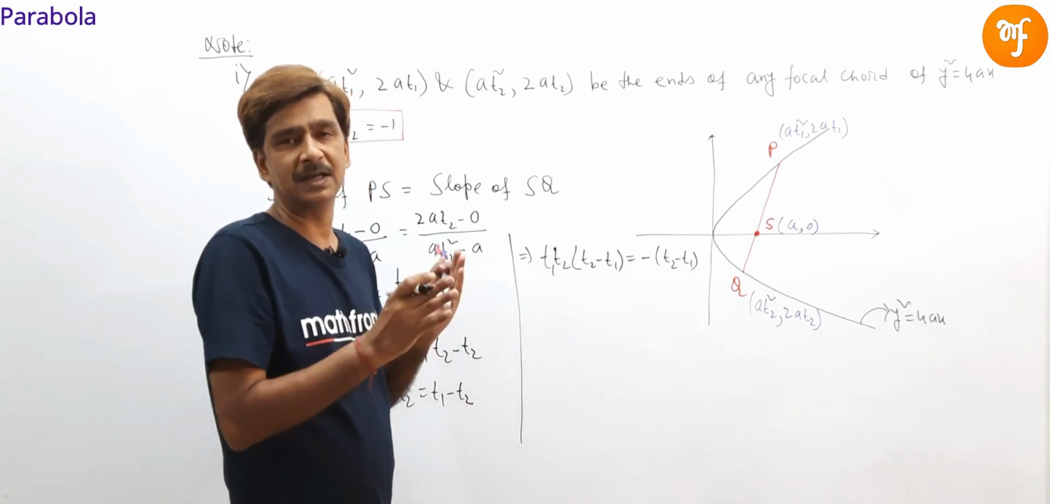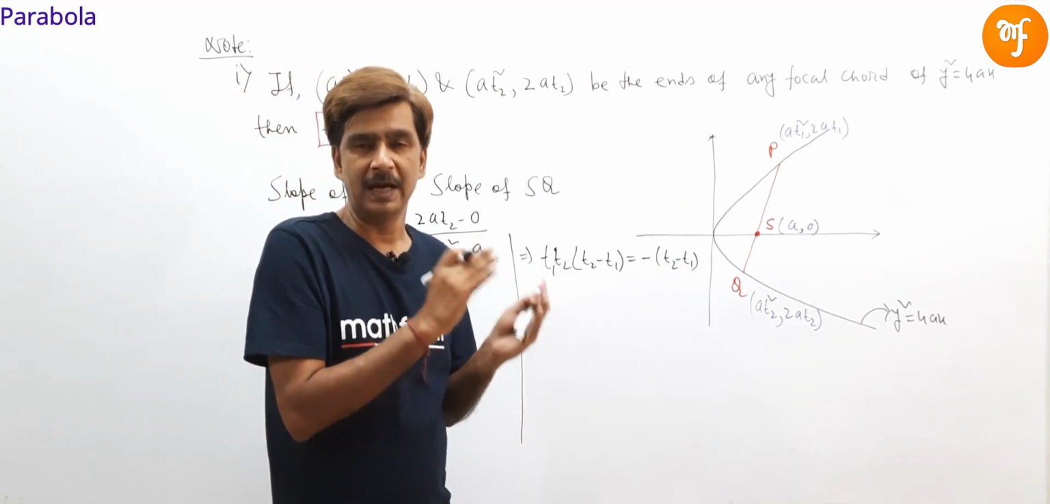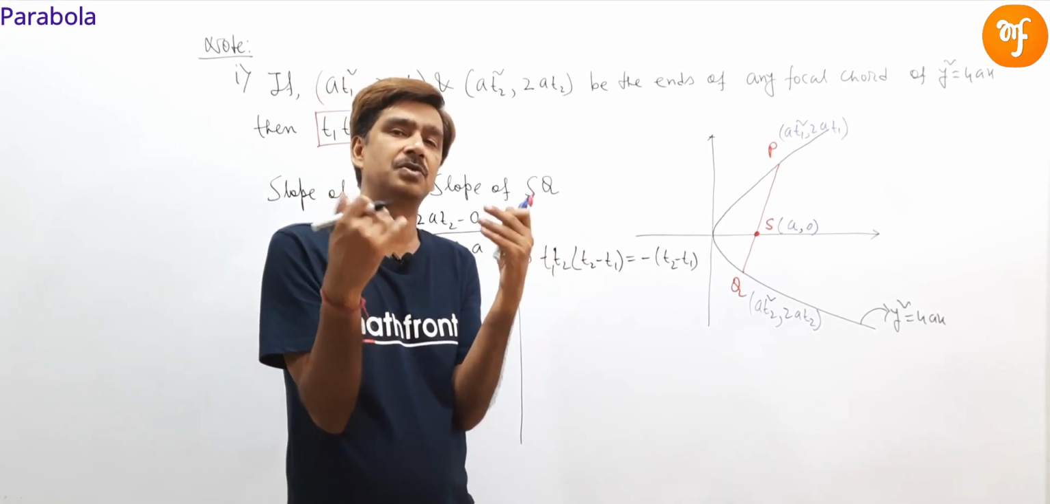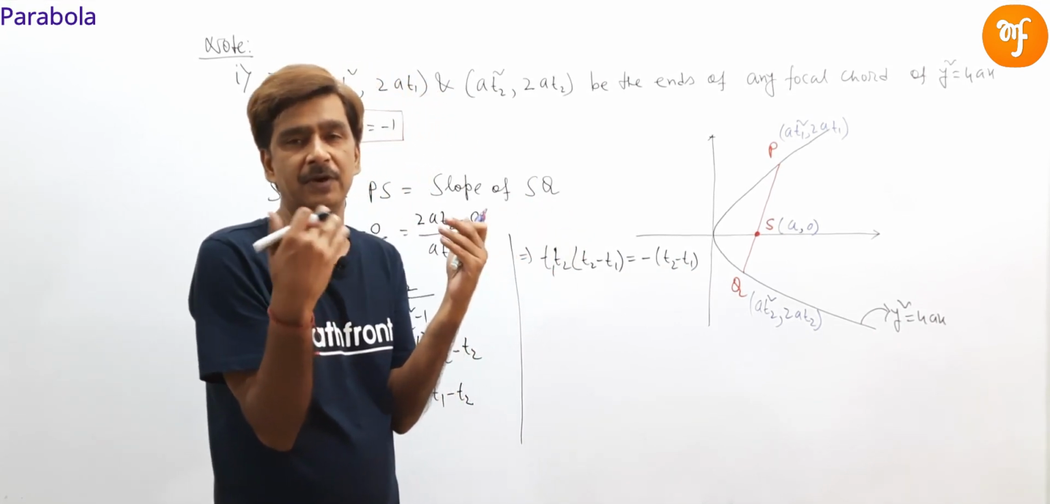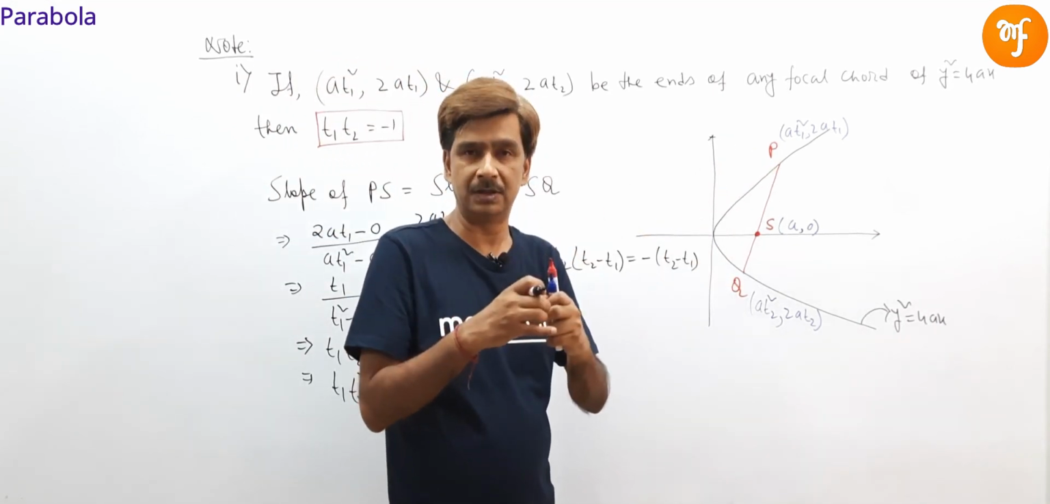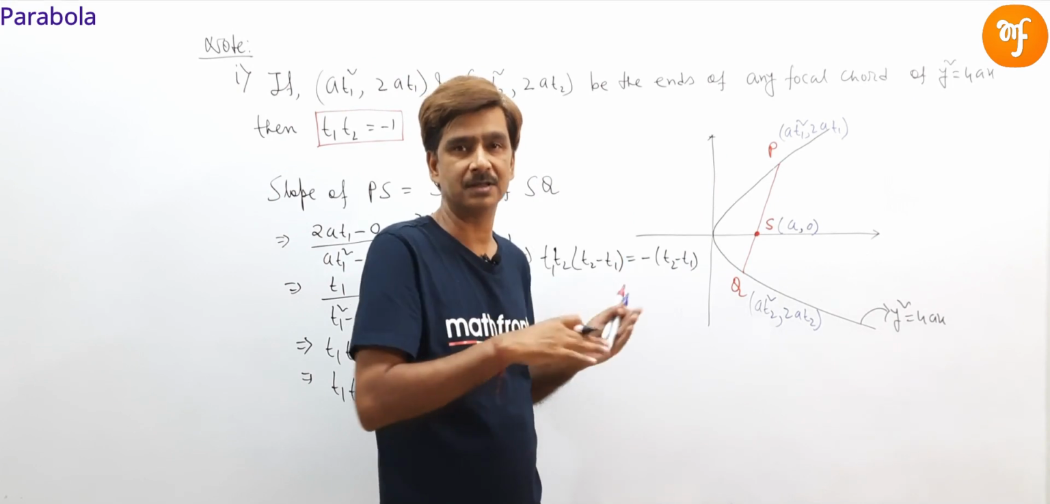Now we can cancel (t2 - t1) from both sides, as (t2 - t1) is non-zero, because if t2 - t1 is equal to 0, then t1 is equal to t2, and for t1 equal to t2, this point P and point Q will coincide with each other, which violates our given conditions.